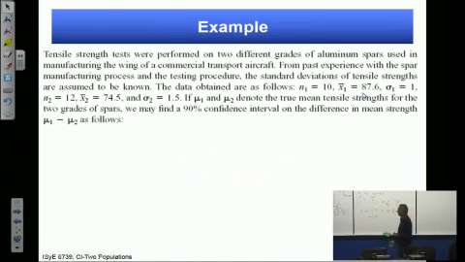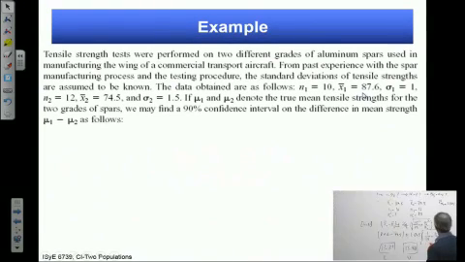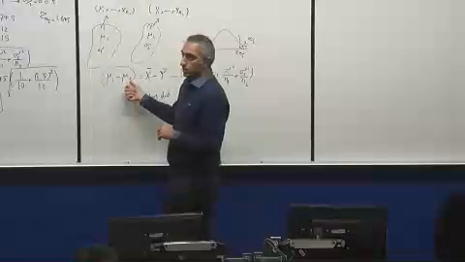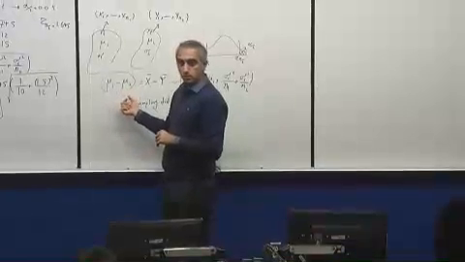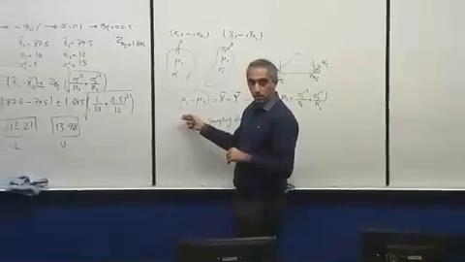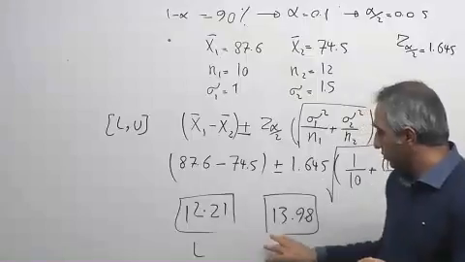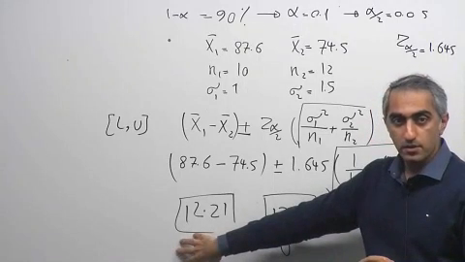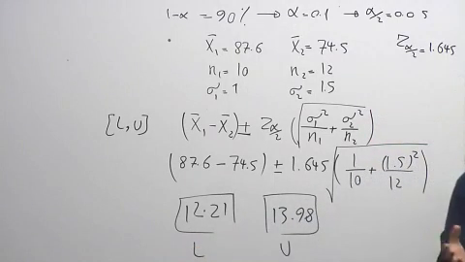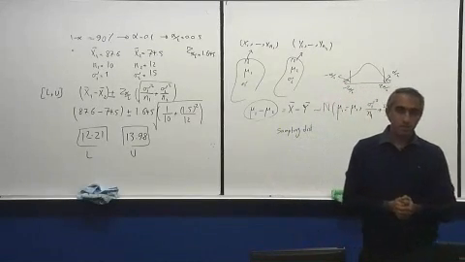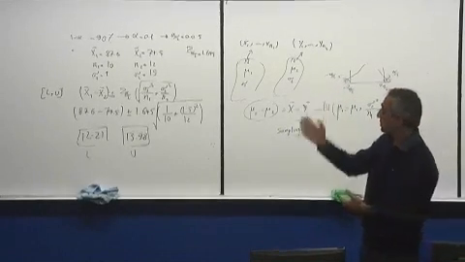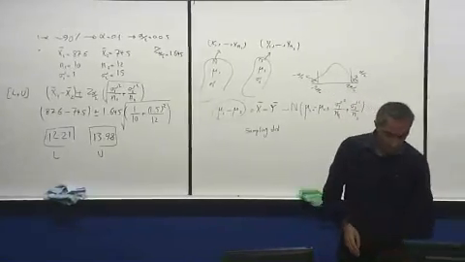So if both of them are positive, I can say mu1 is greater than mu2. If both of them are negative, I can say mu2 is greater than mu1. Okay? And if U is positive and L negative, then I cannot say which one is greater. So I would say they are equal with 95% confidence, or in this example, with 90% confidence.